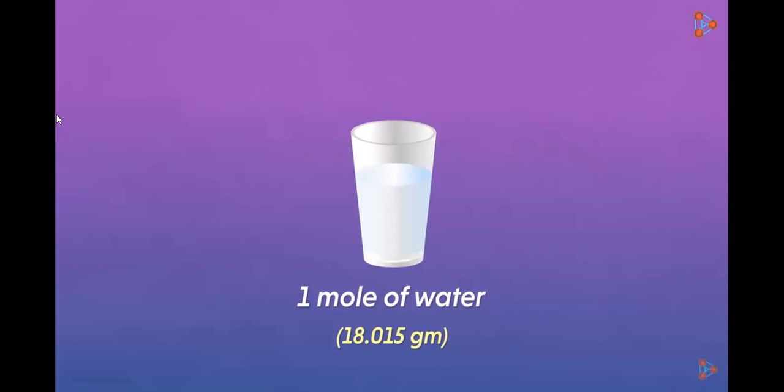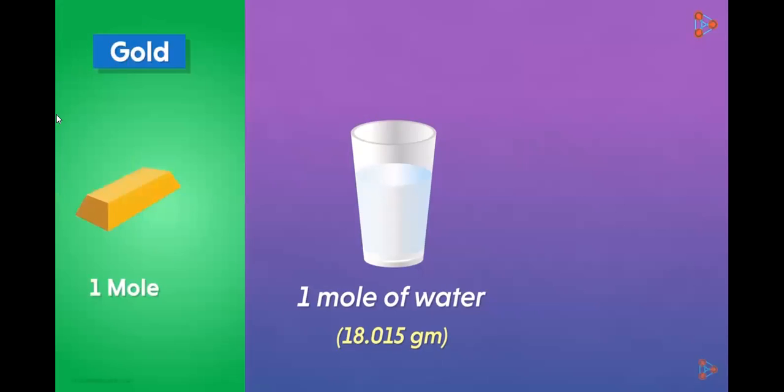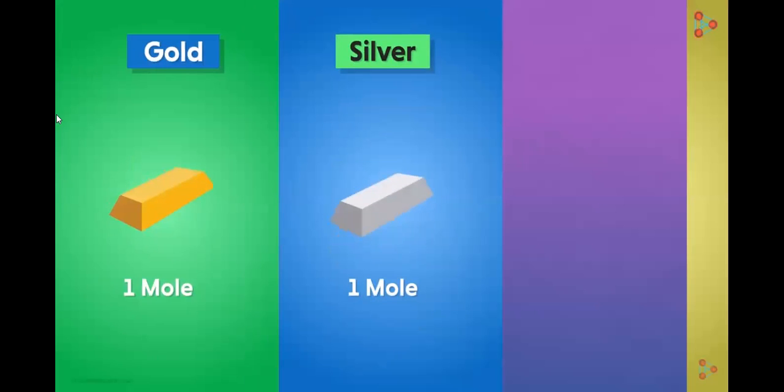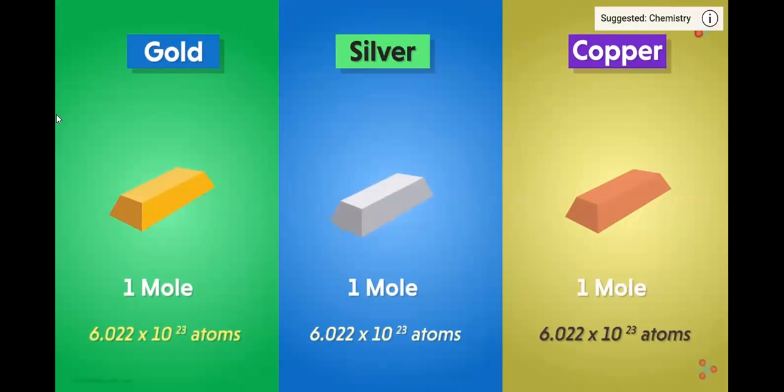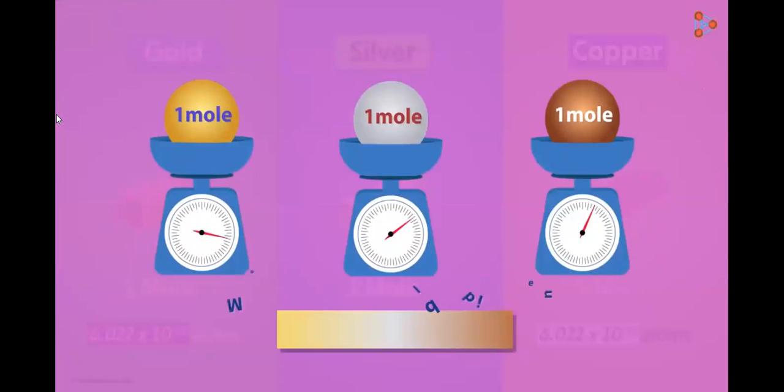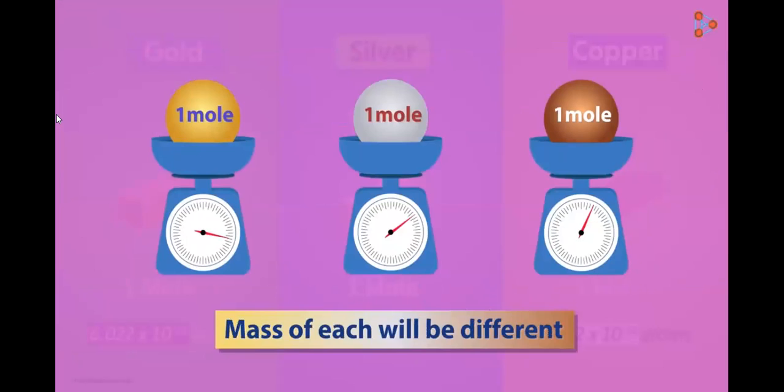For the sake of comparison, if we take 1 mole of gold, 1 mole of silver and 1 mole of copper, then all of them will have the same number of atoms in them. That is 6.022 times 10 raised to 23 atoms. This number is the Avogadro's number. However, the mass of each one will be different. That's because the mass of individual atoms that make up these elements is different.